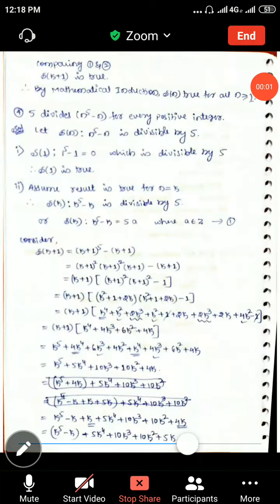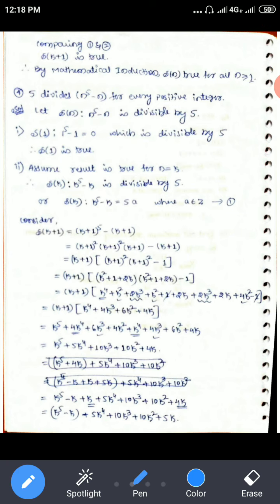We were studying this example: 5 divides n raised to 5 minus n for every positive integer. This is the example that we were studying in the previous class. So let us take the statement as S(n) such that n raised to 5 minus n is divisible by 5.